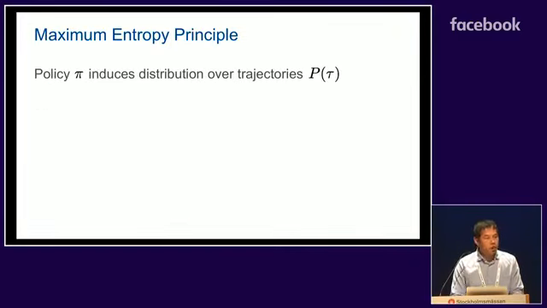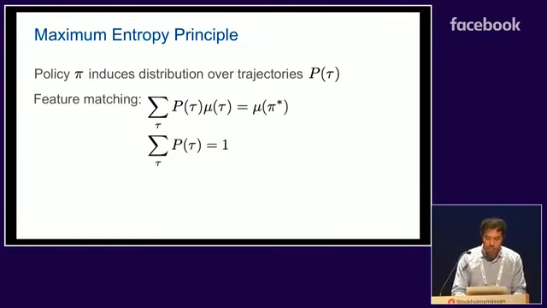And the maximum entropy principle actually gives us a principled way to resolve this issue. First, we notice that executing any policy pi over the state space will induce distributions over possible trajectories. Let's call that p(tau), and we'll reason over the distribution of these trajectories.